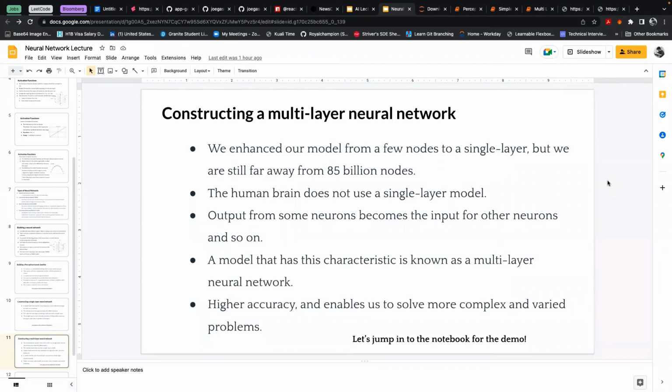Obviously, we won't get to that in this section, but let's take another step in the right direction. The human brain does not use a single layer model. The output from some neurons becomes the input for other neurons, and so on. A model that has this characteristic is known as a multi-layer neural network. This type of architecture yields higher accuracy, and it enables us to solve more complex and more varied problems. So let's get into a notebook.